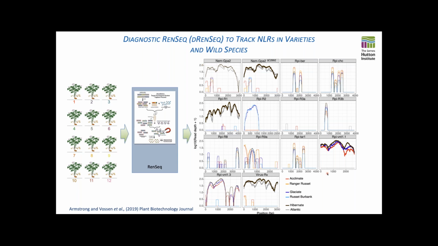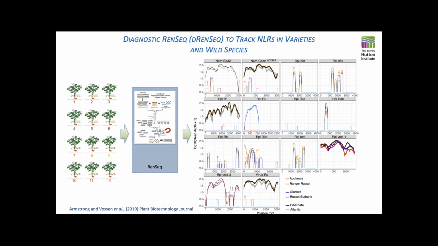And in this particular example, we looked at 6 potato cultivars, while 3 of them are transgenic lines. They're called Accolade, Glacier, and Hibernate. And we can confirm that the transgenic plants contain the resistance genes Rpi-vnt1.1. None of the progenitors, so Ranger Russet, Russet Burbank, or Atlantic, contains these genes. We can also show the difference between Rpi-vnt1.1 and Rpi-vnt1.3.